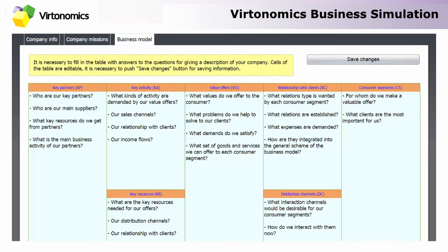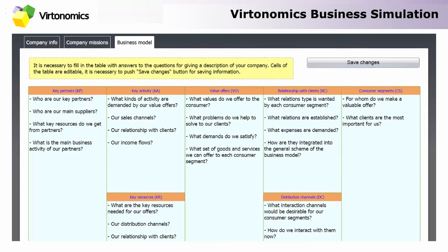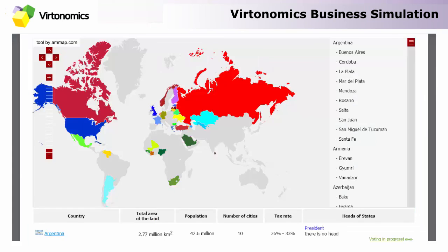But the idea is that you can find and see the connections between all these many variables and shape them into one working business.